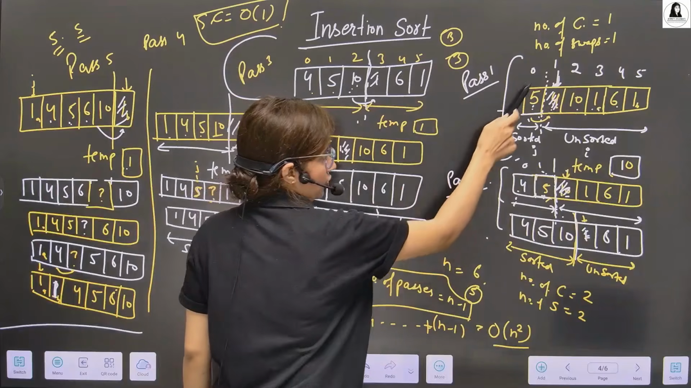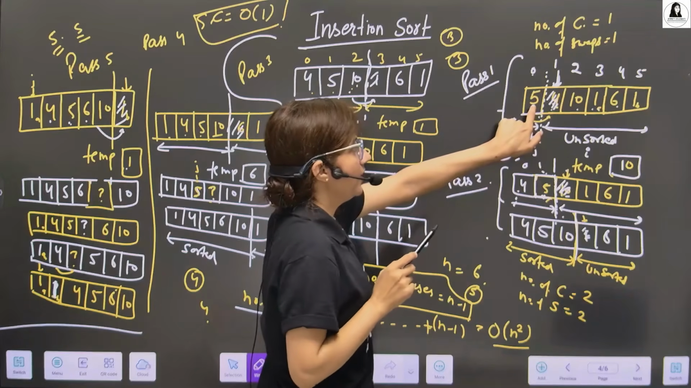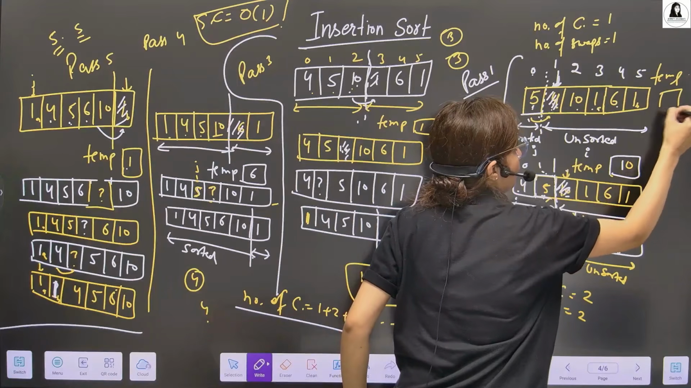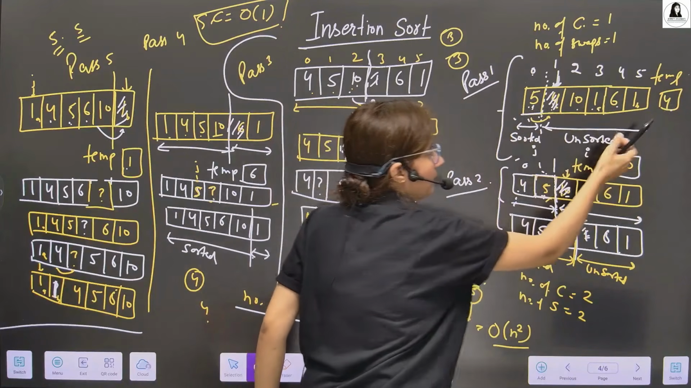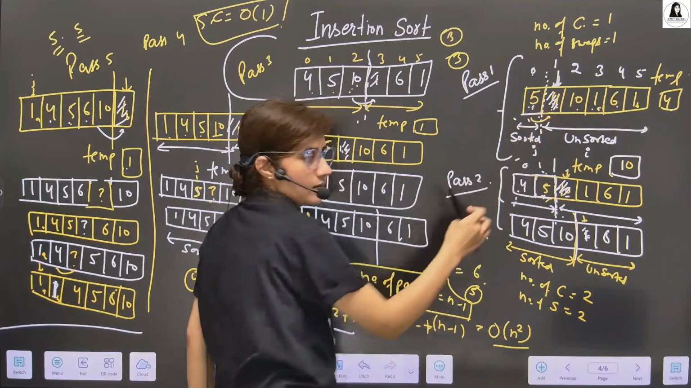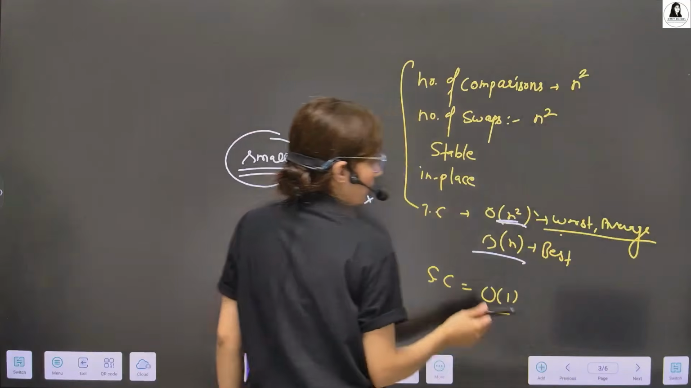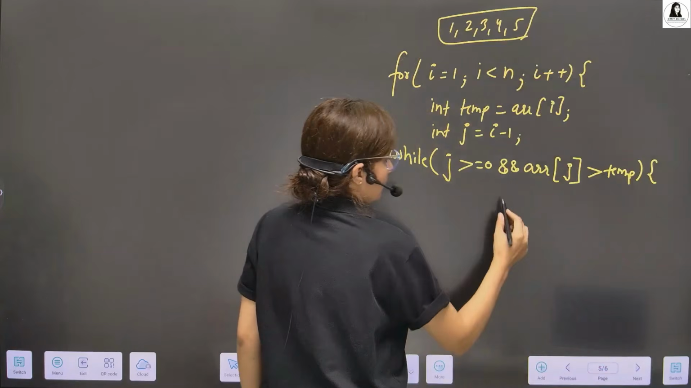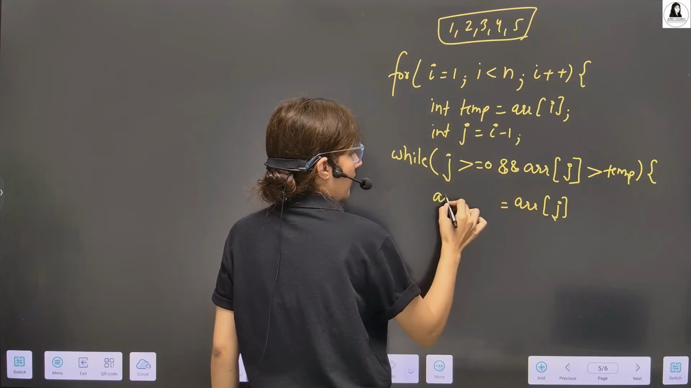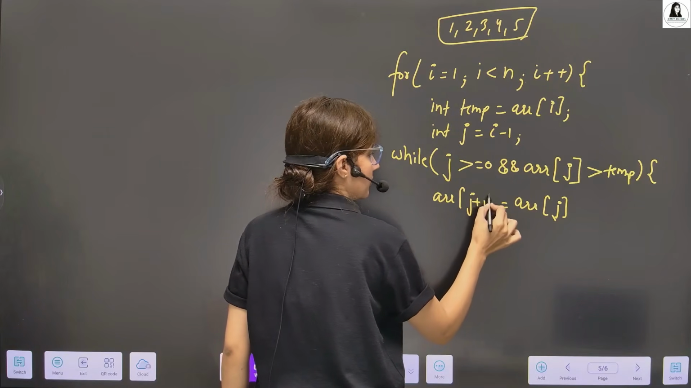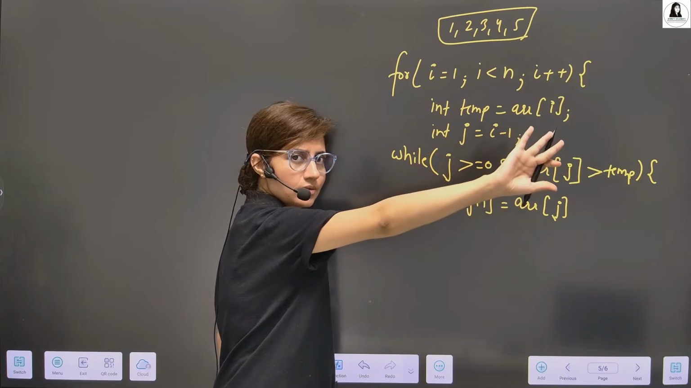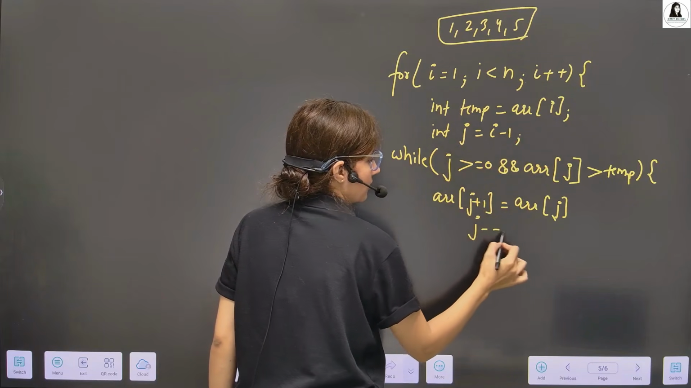Whatever is at j, at first 0. If this element is greater than temp, in the first pass, in my temp I was having 4. If this element is greater than temp, then only we shift this element one position after. So whatever element is now at the jth index, I'll assign that element to the j plus 1 index. Yes, we shift that, right? And then I'll do j minus minus.